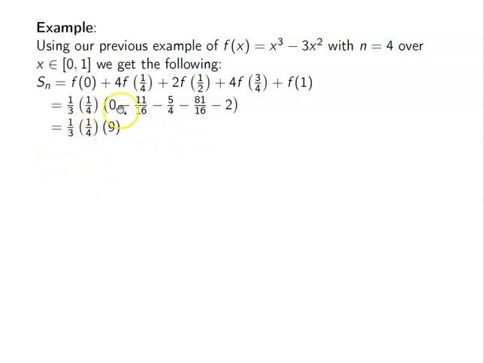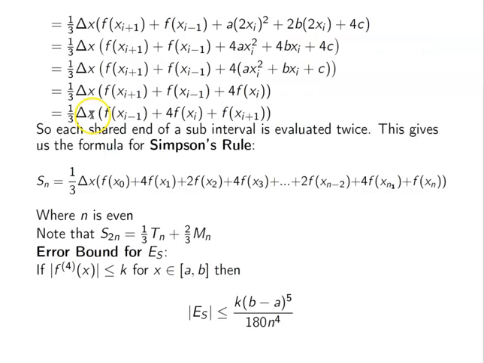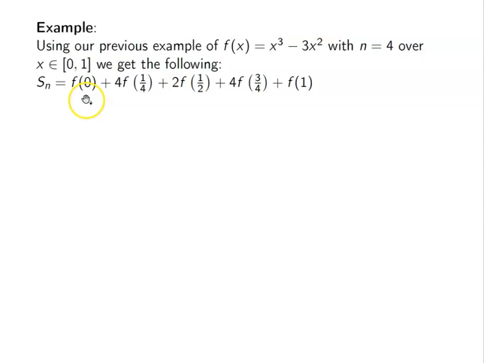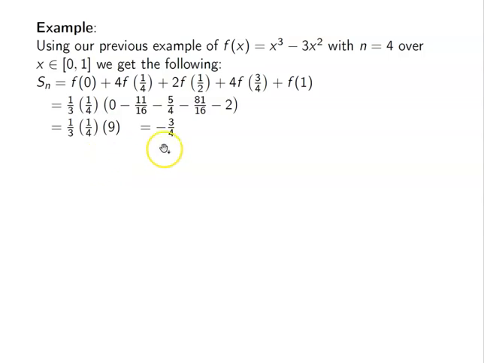So 1/3, 1/4, and 9, which is -3/4 as an answer. If I evaluate this, I get 9. This 1/3 is from Simpson's rule. This 1/4 is the delta x, so 1/3 delta x, b minus a over whatever. In this case, 0 to 1 over 4, so that's where the 1/4 comes from. I plug in my values and I get 9, and I get my exact value with n equals 4.